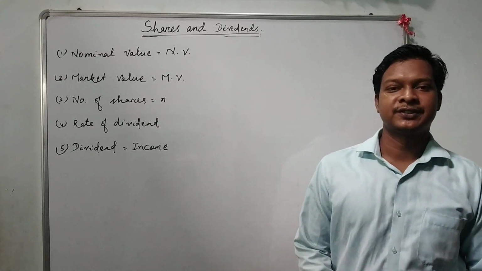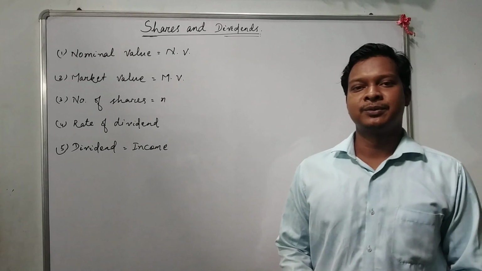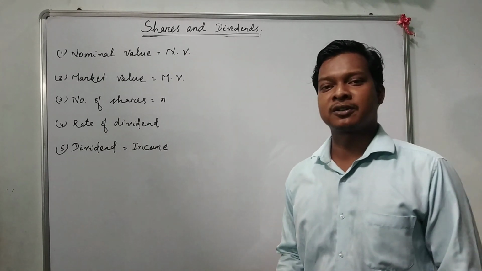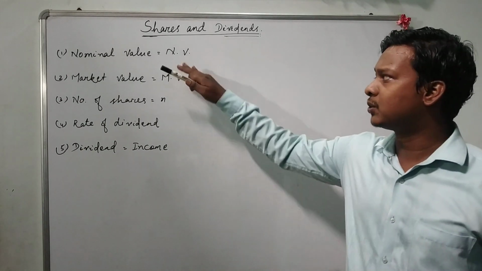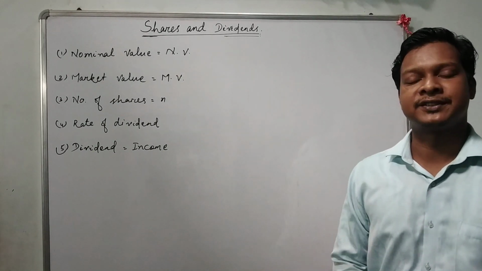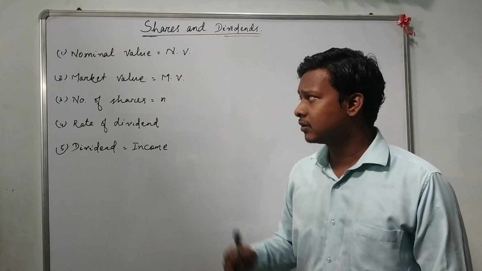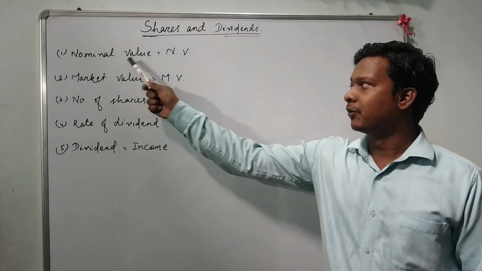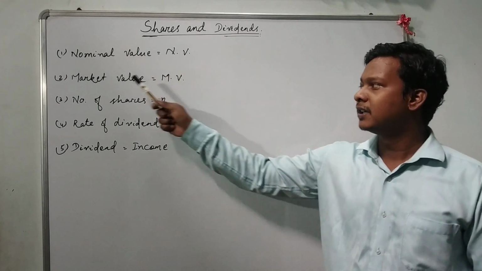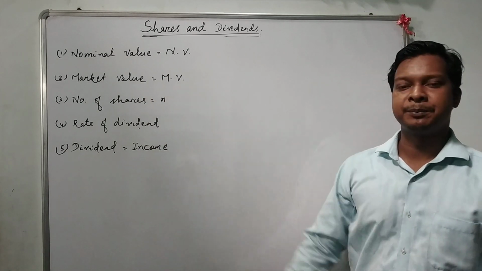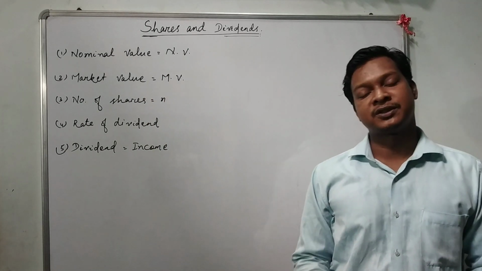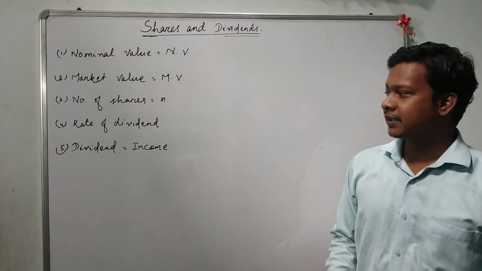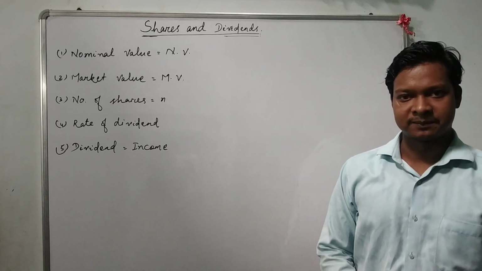So welcome back students. In the last video we discussed shares and dividends, and we came across the following points and understood the general concepts of shares and dividends in a company. The important points which we came across were nominal value, represented as NV, market value, represented as MV, number of shares, represented as N, the rate of dividend that is given in percentage, and the dividend or the income.